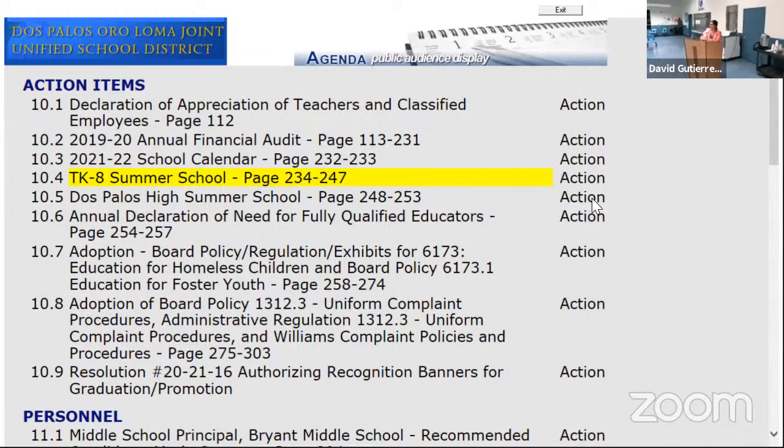That would be our TK-8 Summer School, and we definitely are expanding it to include more teachers and hopefully more students. After this gets approved, we'll get interest and start working. Are there any questions? Call for the vote.